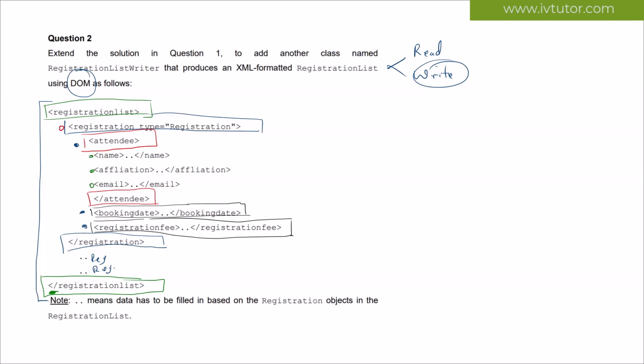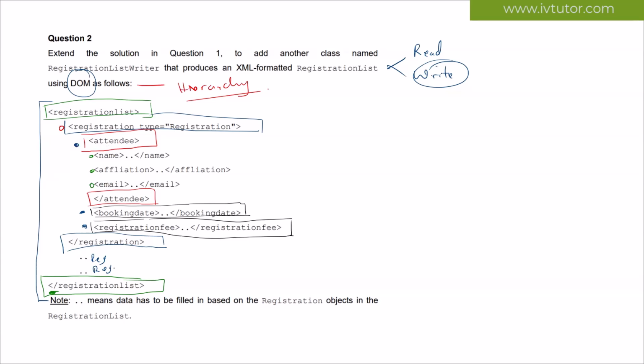So that's one of the most important things to building XML with DOM. You have to understand the hierarchy because that's what you use to build that XML. So you've got to understand that, okay, this is a parent of that, this one, or this is a child of that, this one is a child of that. So in other words, we are saying that all registrations are children of registration list. Attendee, child of registration. Booking date, child of registration. Registration fee, child of registration. Name, child of attendee, affiliation, child of attendee, email, child of attendee.